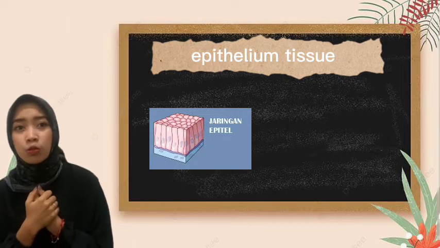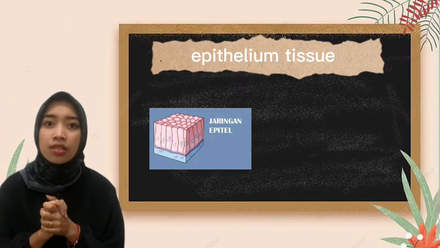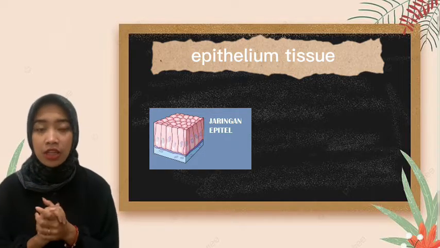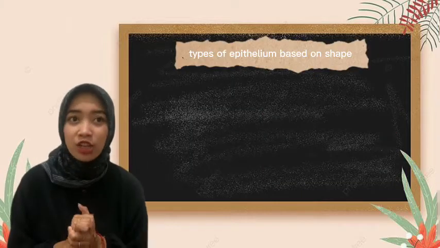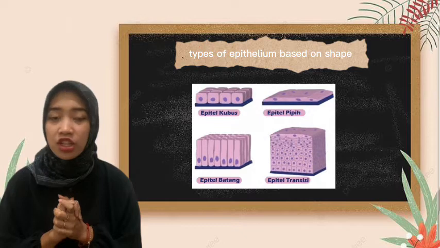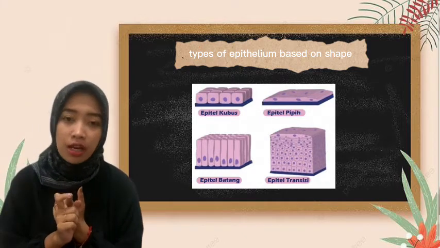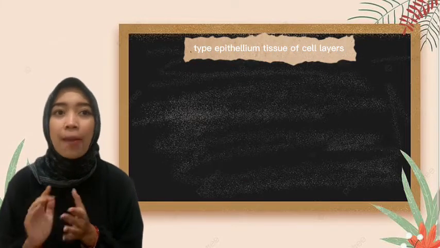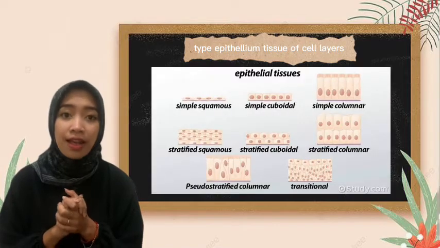Epithelium tissue is a tissue covering the surface of the body, both the outer and inner body surface. The feature of the epithelium is a barrier or coating. Epithelium tissue can be grouped based on shape, namely flat epithelium, cuboid epithelium, and number 3 is rod-shaped epithelium. Epithelium tissue can also be grouped based on the number of layers.